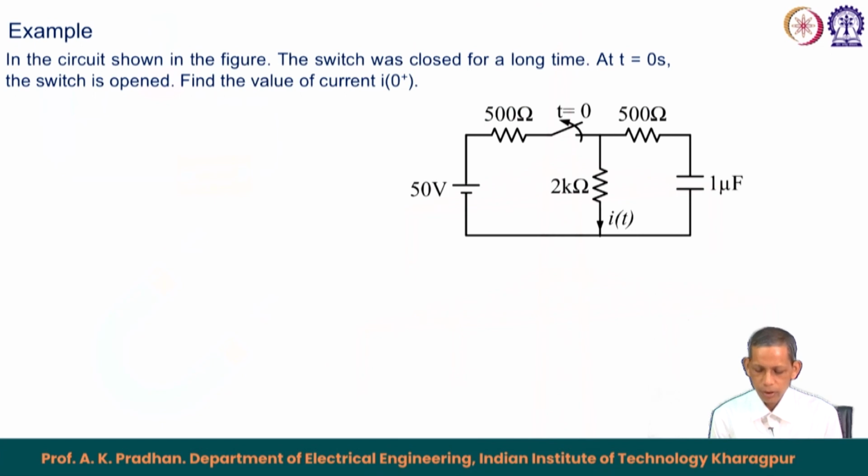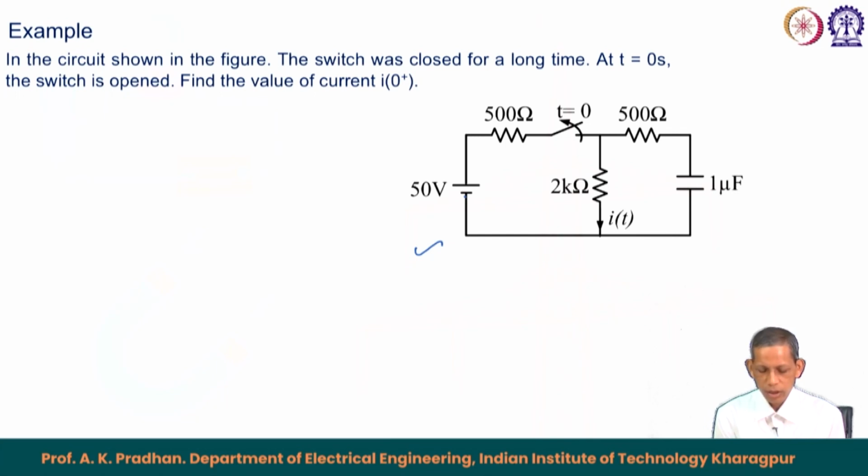The next example is on a circuit like this. We have a source and a capacitor. The capacitor was in the charging mode first. It was fully charged in steady state, and then it is opened at t equals 0, so the source is cut off from the capacitor. Now the capacitor functions with the 500 ohm and 2 kilo ohm.